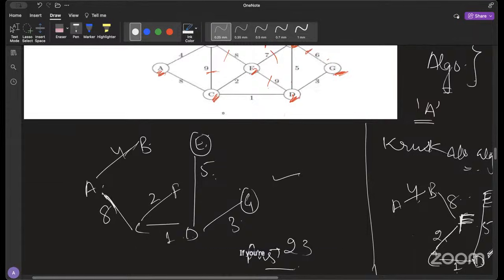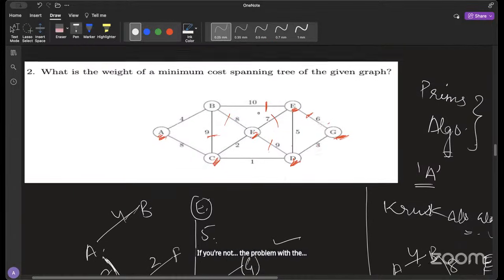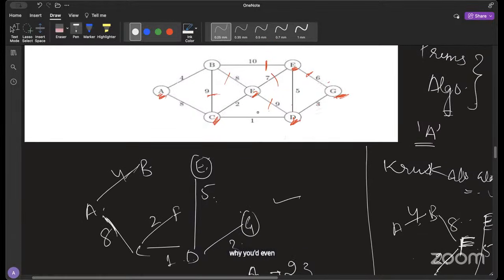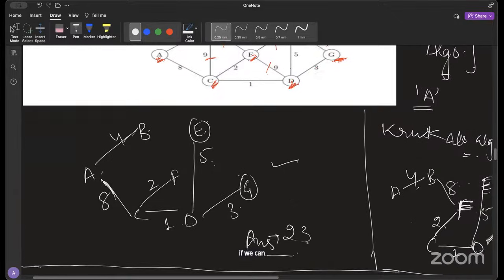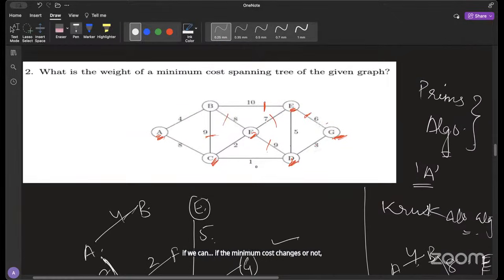The reason you even want to ask if the minimum cost changes or not is because you want to make sure that both of the methods work the same way. So you can use either of them, right? You can use any of them. That's not a problem.